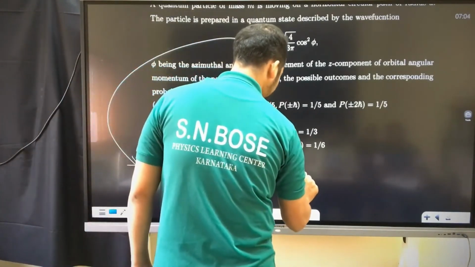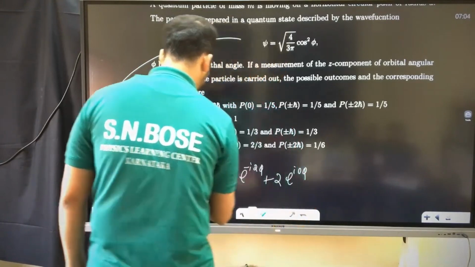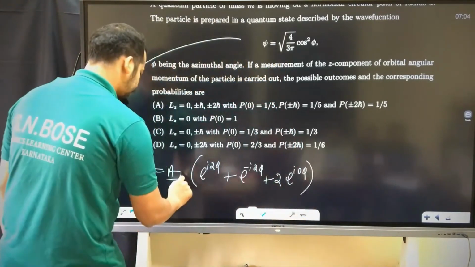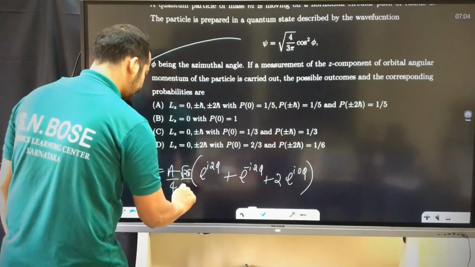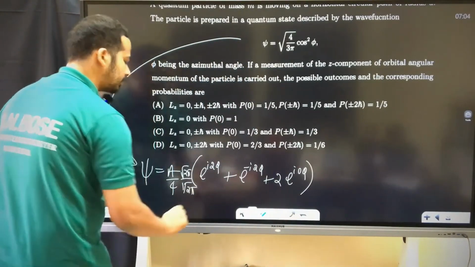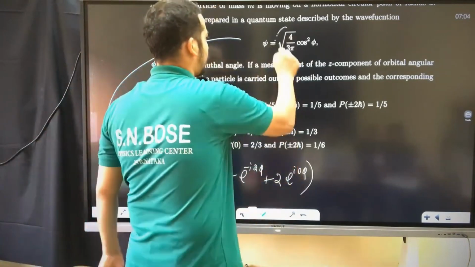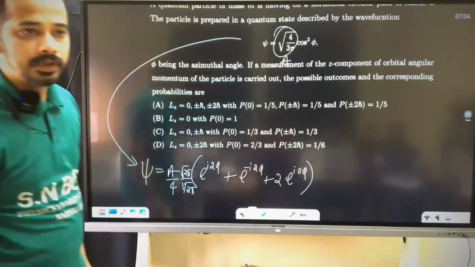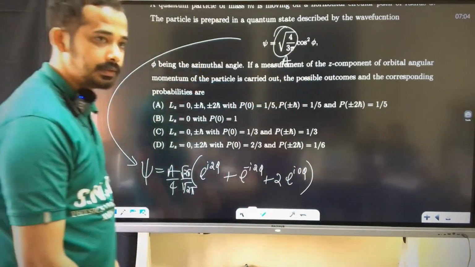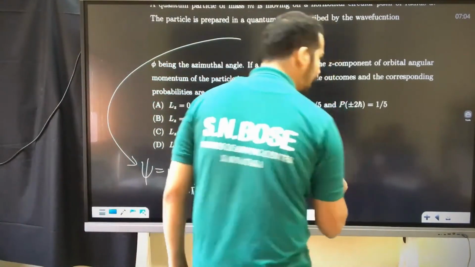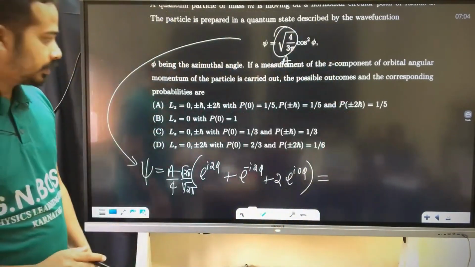e power i into 0, am I right? I'll multiply by root 2 pi, and I'll divide by root 2 pi. What's wrong with that one? I call this one as A actually. Don't make the problem lengthy. You can do only algebra.